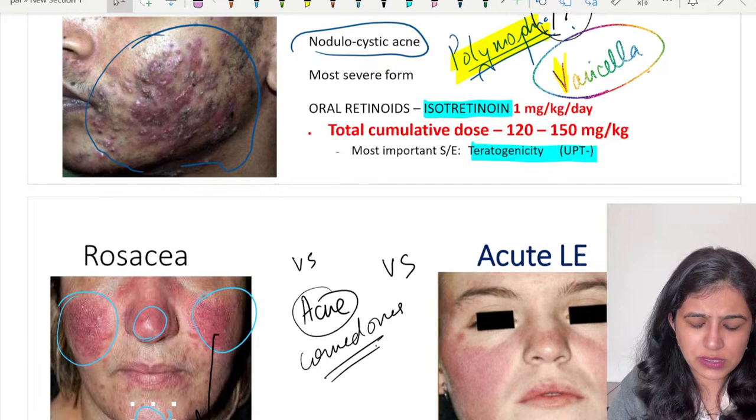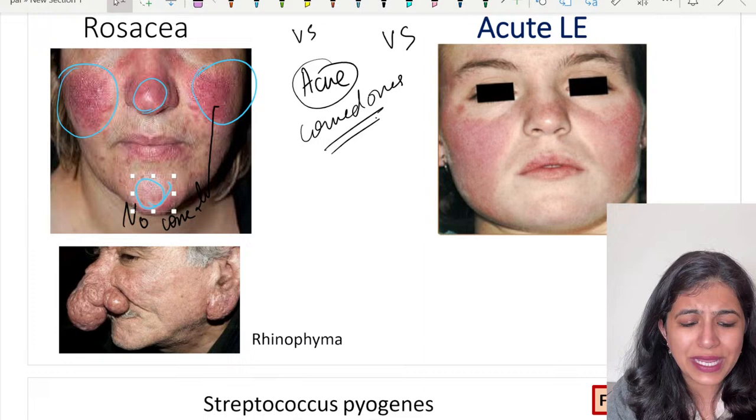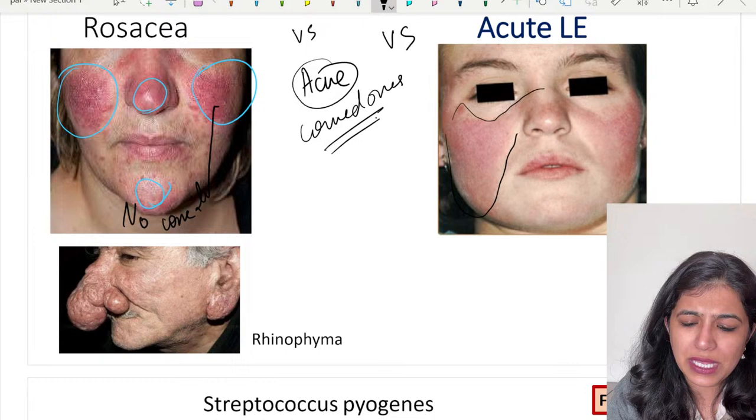On the other hand, how do you differentiate acute LE from rosacea? This is a butterfly rash. Starts from the malar area, traverses over the bridge of the nose to the other side.